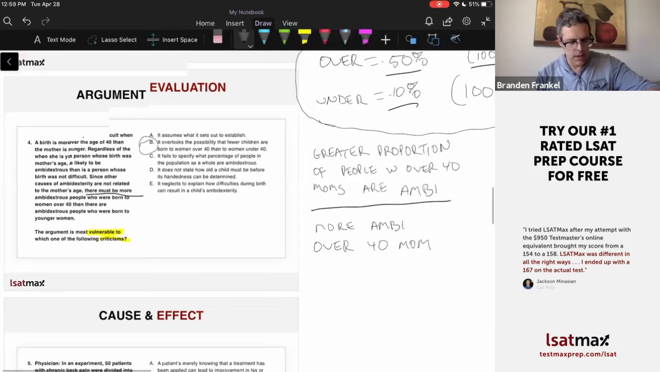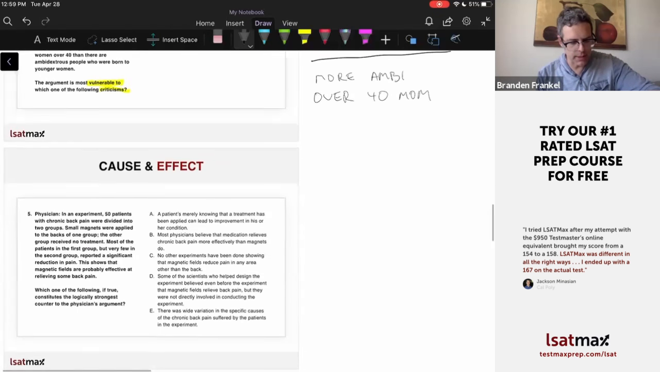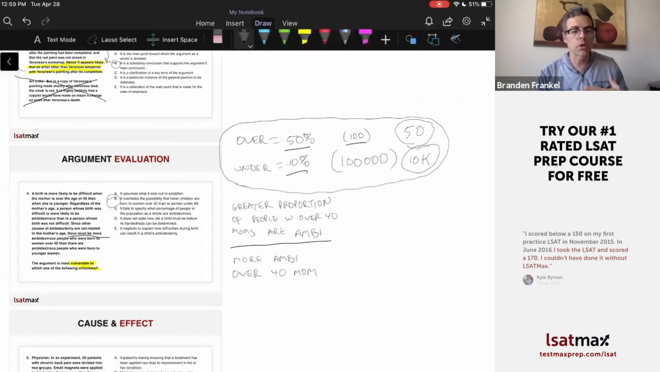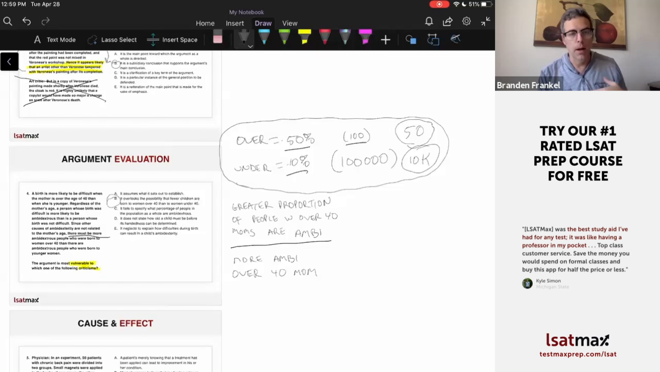All right. Unfortunately, we don't have time to get to the last question. It's about cause and effect. Cause and effect is an important concept on the LSAT, not just in logical reasoning, but also in reading comprehension. It is important because cause and effect is important when you're a lawyer.